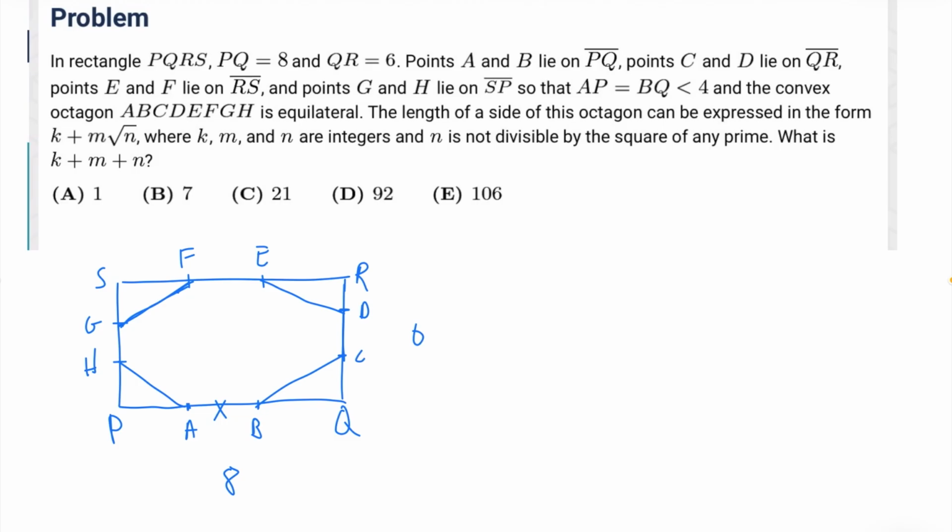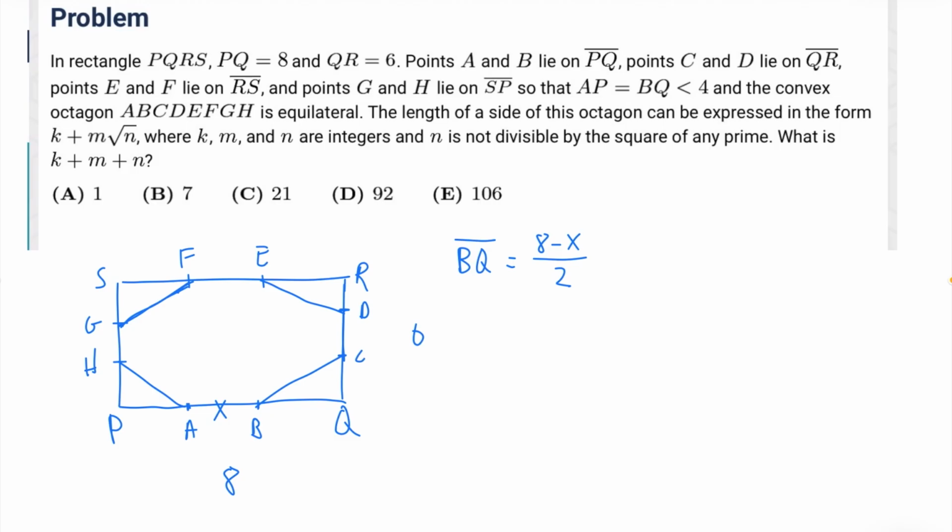And the line BQ can be expressed as (8 minus x) divided by 2, because the whole length PQ is 8, and then x is the center part, which is AB. And we know that AP equals BQ. So essentially what I want to do is figure out what BQ can be expressed as in terms of x, and then we can multiply BQ by 2 and add x to that to get 8. So that's an equation, and then we can solve for x, which would be the length of the octagon.